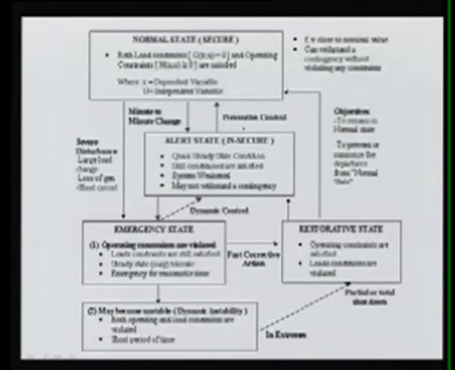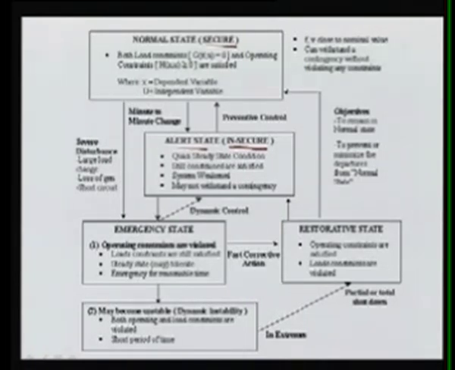Later, Stott et al. categorized the states in a different fashion, and it is very elaborate, in the sense that the normal state they call the secure state. Here they have the alert state, which is known as the insecure state, because after that if any contingency occurs, it will lead to your emergency state, which we don't want.